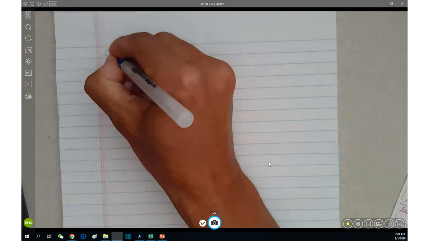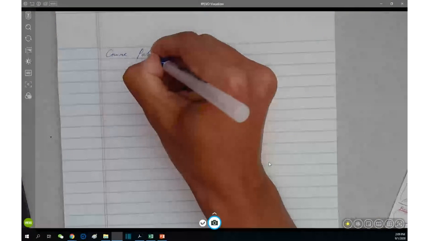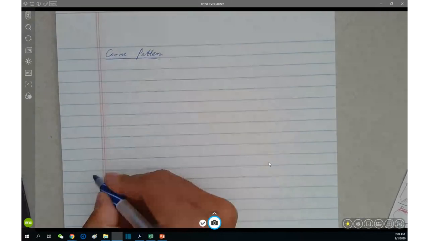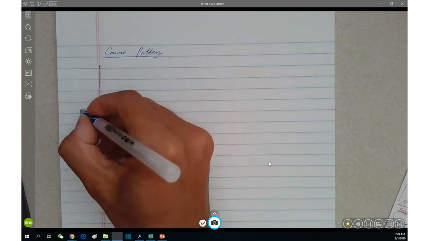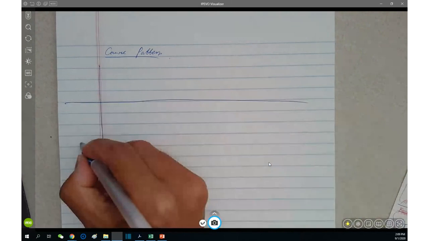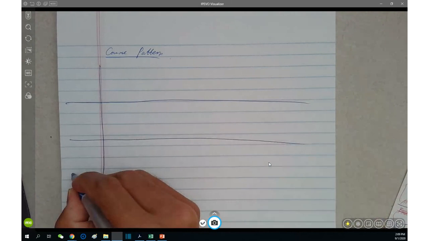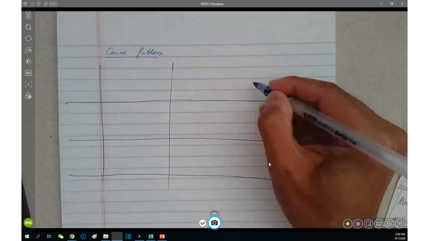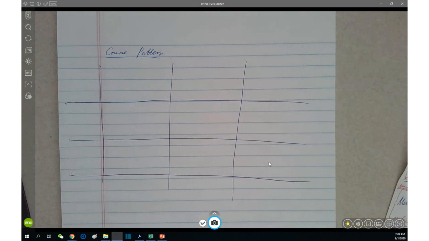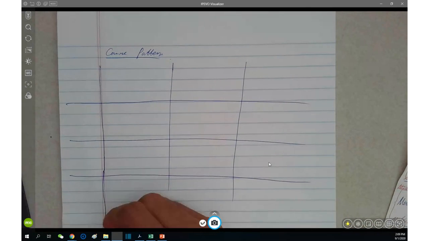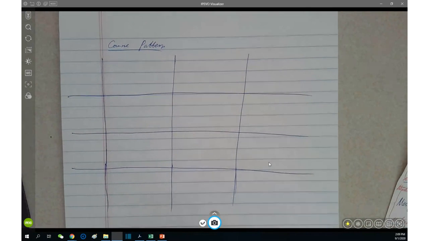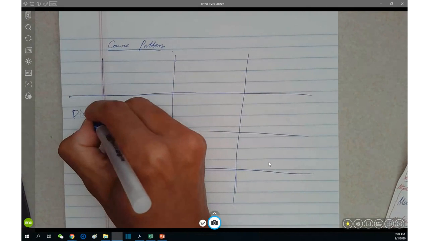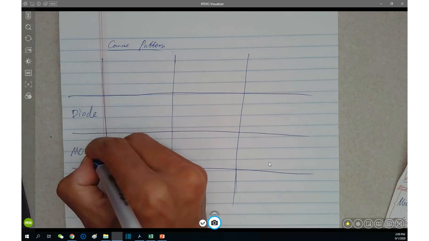Okay. What does it mean by course pattern? The pattern is like this. As I said, three components, right? I'm building a table to summarize the pattern, to contain everything you need to know. Three components: diode, MOSFET, and the BJT.